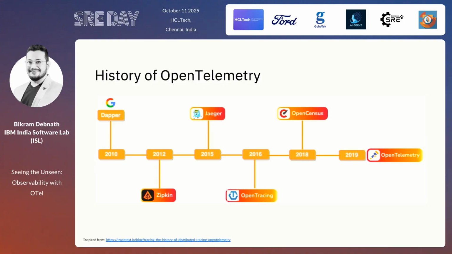Now let's quickly go through the history of it. It started long back, around 2010, when Google published a paper called Dapper on distributed tracing. Inspired by that, Twitter built Zipkin, Uber built Jaeger, and in 2016 OpenTracing came, which focused on the tracing part of the application. In 2018, Google open sourced one more product called OpenCensus, which focused on both metrics and the tracing part. And finally in 2019, at KubeCon, OpenTracing and OpenCensus got merged and OpenTelemetry got formed. In the following years, they have released different SDKs for tracing and all.